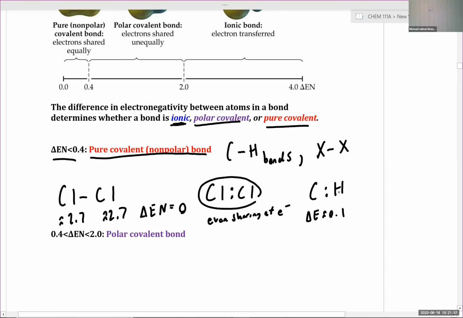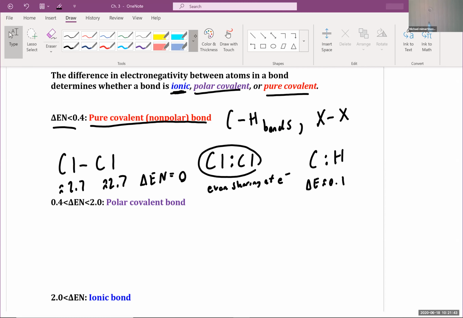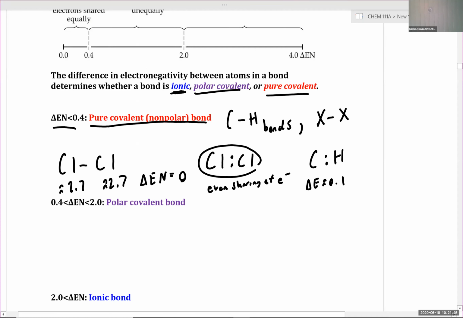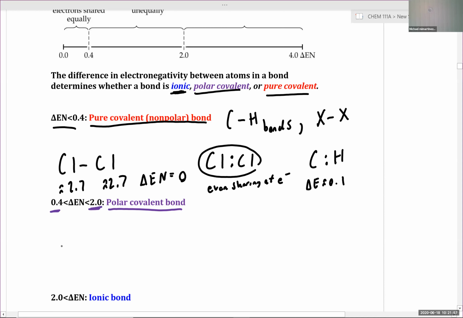Okay. The next major type of covalent bond is known as a polar covalent bond. This occurs when we have a difference in electronegativity of greater than 0.4 and less than 2.0. An example of a polar covalent bond would be HCl, where chlorine has an electronegativity value of 2.7, and hydrogen has a value of about 2.1. That gives us a difference in electronegativity of about 0.6.